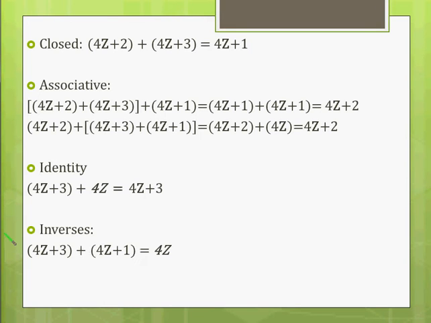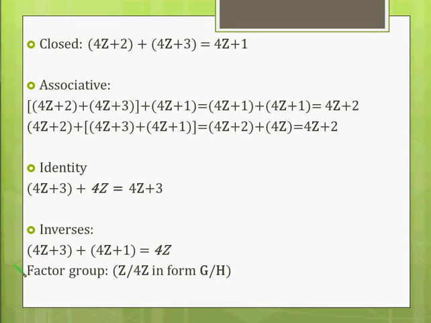And what's the inverse? Well, the inverse of 4z plus 3 is 4z plus 1. You add those together, you get the identity. Another thing to note is that the identity is the subgroup itself. We're going to talk about this again and again, so I'm going to try to give you multiple chances to understand the material.